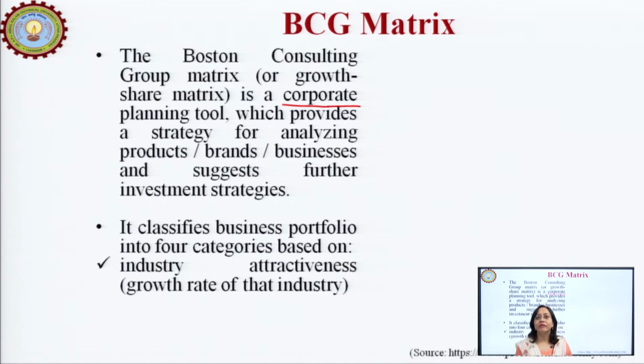And on what basis will it divide? The first basis is industry attractiveness. The industry in which that business or product is, on that basis it will divide. For example, the growth rate of that industry has to be taken into consideration when we look at the attractiveness of the industry. What is an industry? There can be FMCG, retail, entertainment, industrial goods, automobiles. Industry attractiveness means how fast or how slow that industry is growing.